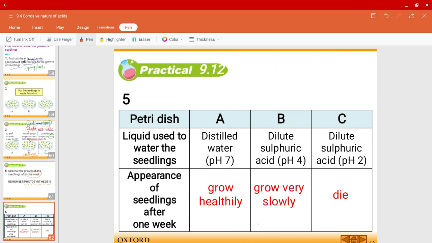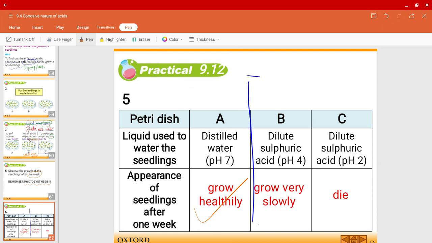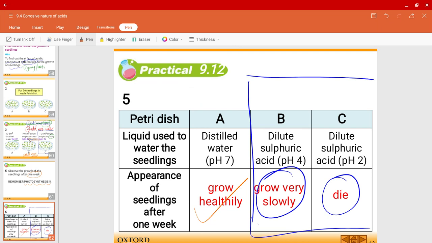Let's have a look at the results. So for Petri dish A, distilled water, the seedlings grew healthily, no problem, everything perfect. However, for B and C, you'll notice that for pH 4, B, the seedlings grow very slowly. And for pH 2, Petri dish C, the seedlings even died. They were dead, basically. That's sad.